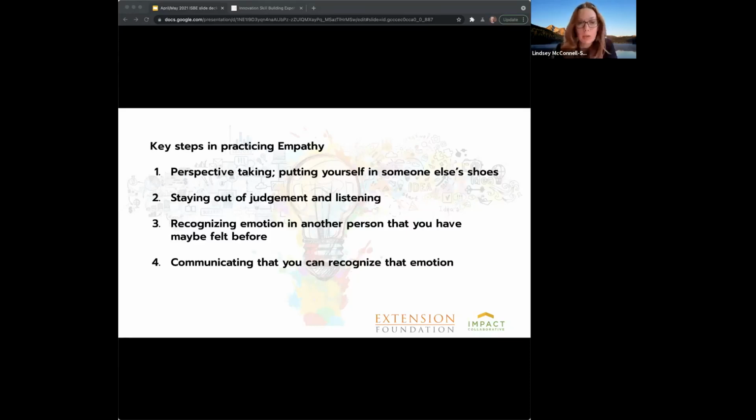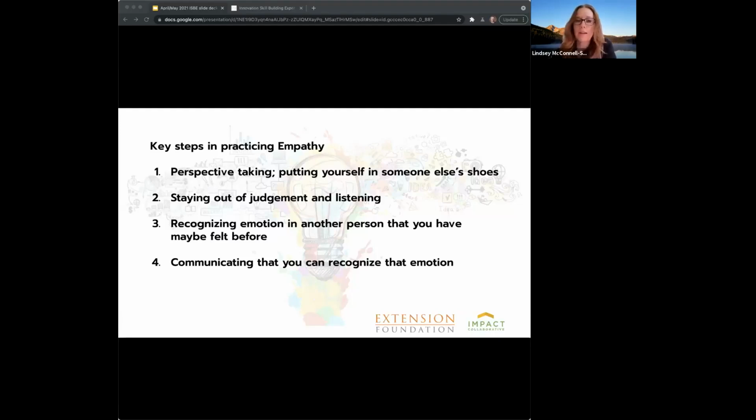All right, so just a few brief notes about empathy. What I've got here is according to Brené Brown. If you're not familiar with Brené Brown, I highly suggest you look her up. You won't regret it. She's an adorable, sassy Texan lady who is a researcher and a social worker. She says there are four key steps when you're practicing empathy that I think are helpful to keep in mind. First one is perspective taking, right? You're putting yourself in someone else's shoes. That's kind of what we all understand.